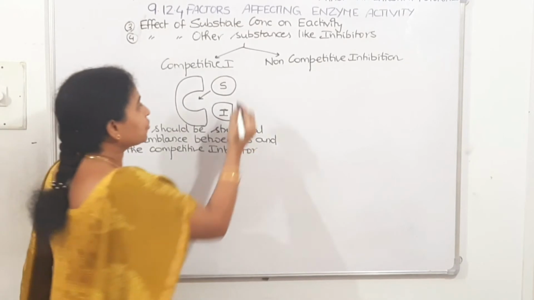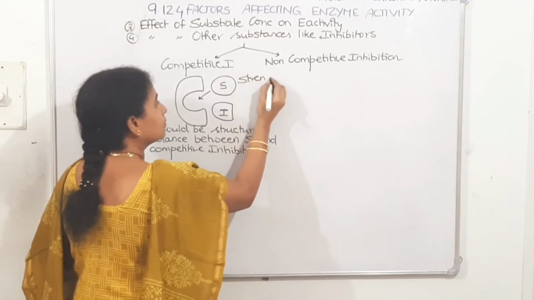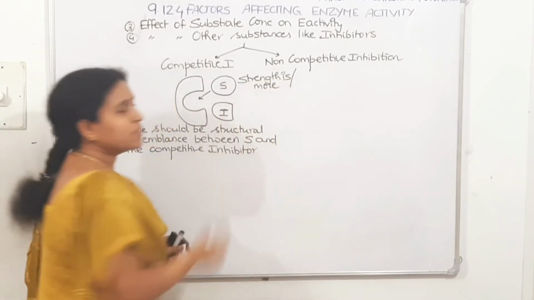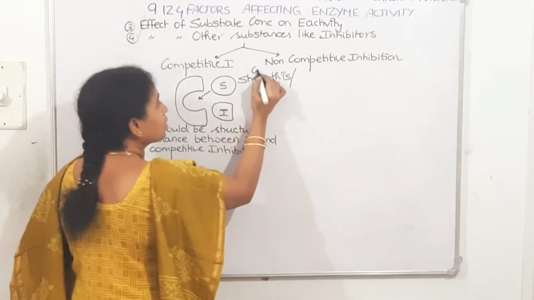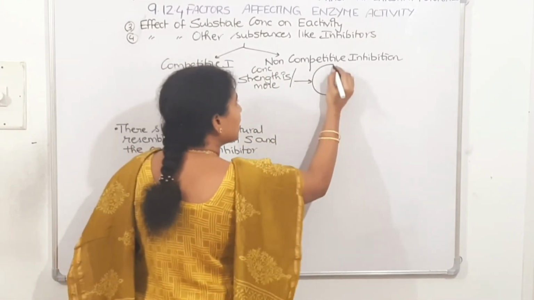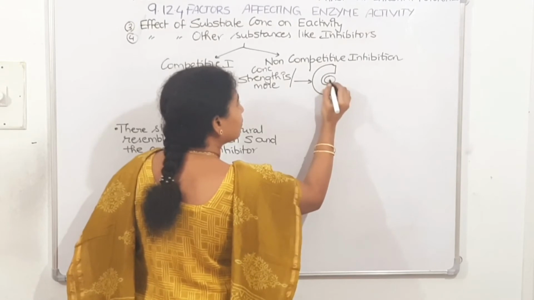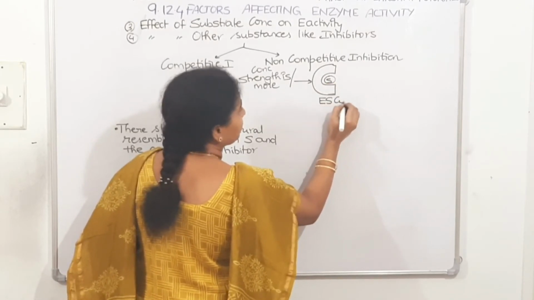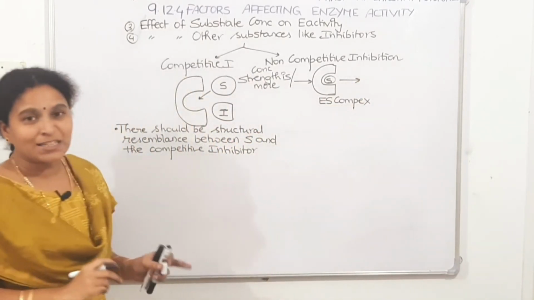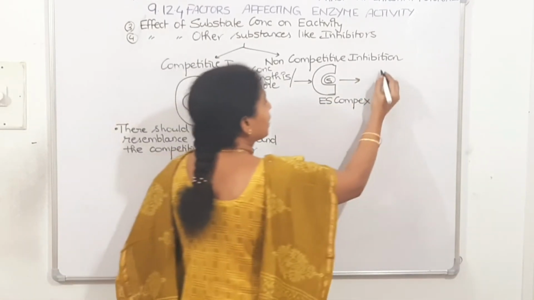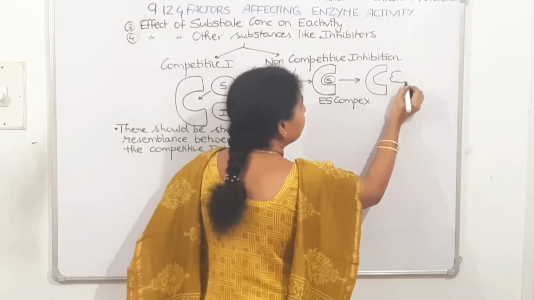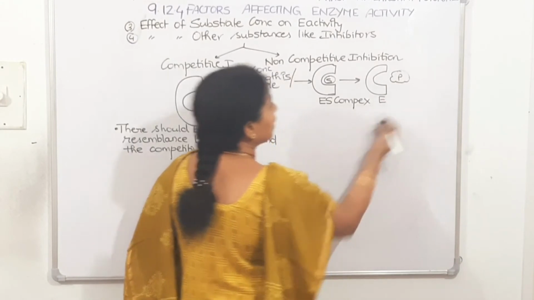Now, if the substrate strength is more, what do you mean by strength? Concentration. If the substrate concentration is more, then the substrate goes and binds first, resulting in formation of the ES complex. Once the ES complex is formed, the substrate is transformed by the enzyme into product, and the enzyme will be released.